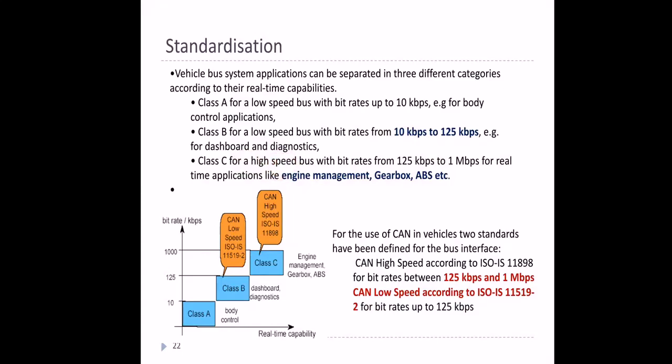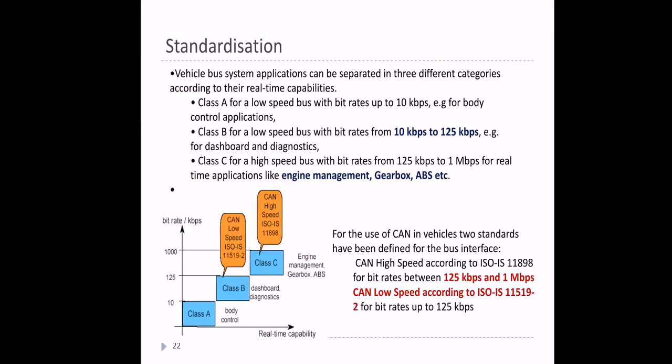Then here, class C, is the high speed bus with a rate of 125 kbps to 1 Mbps for real-time applications like engine management, gearbox, ABS, etc., because these are all the critical modules compared with diagnostics or the dashboard. So this is how CAN has standardized the three categories: class A, class B, and class C. Here we can see class A, class B, and class C.